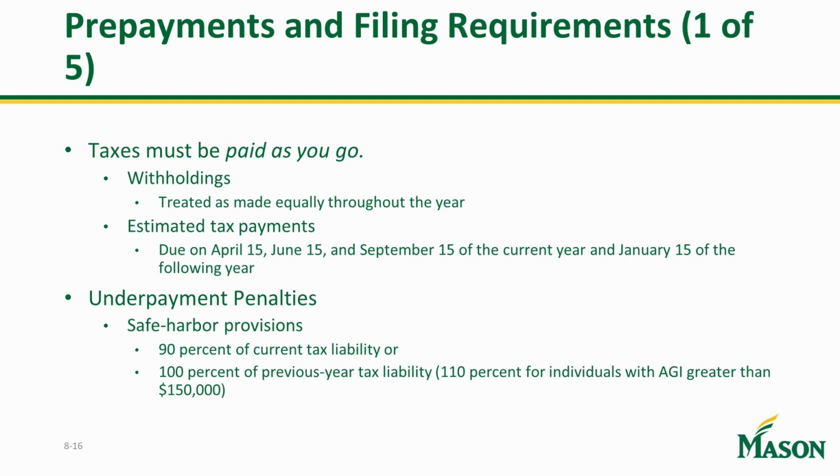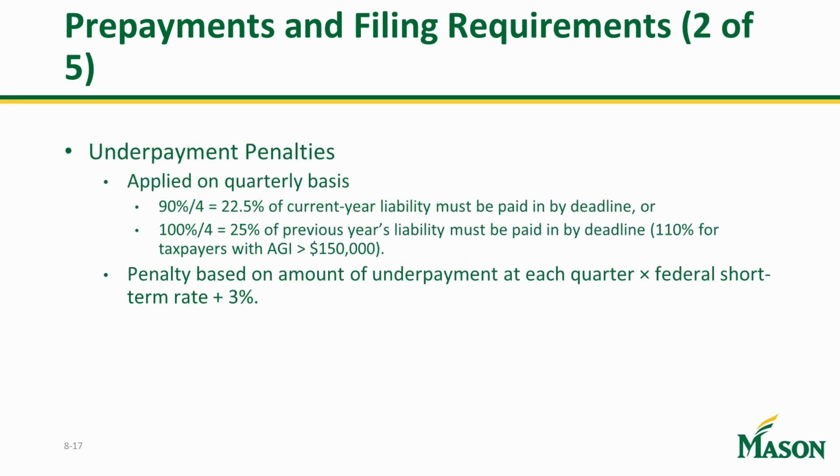You'll have both. There's no way around it. Now, if you get to the thing and you've withheld at least 90% of current year tax liability, you won't have any problems. Again, that is calculated on a quarterly basis, so you want to make sure that you are following that as much as possible.